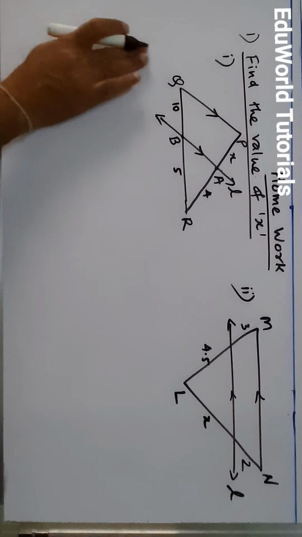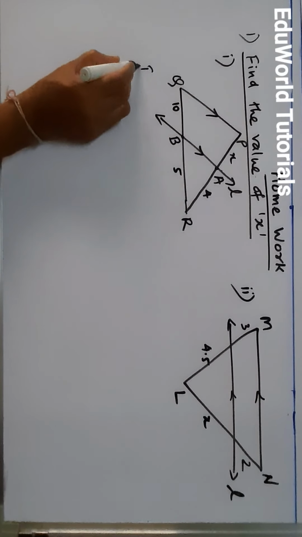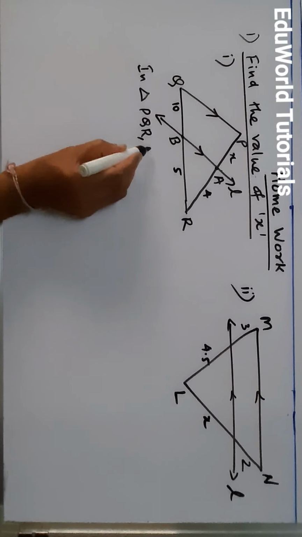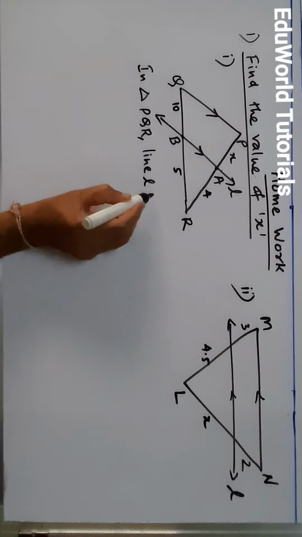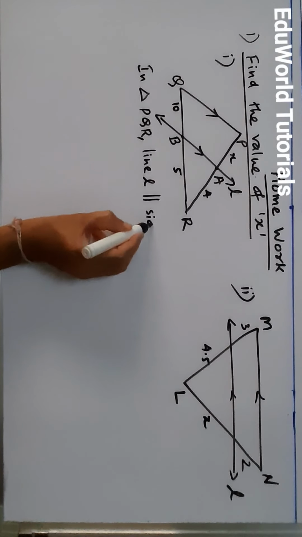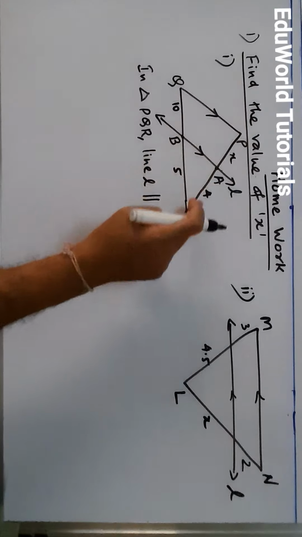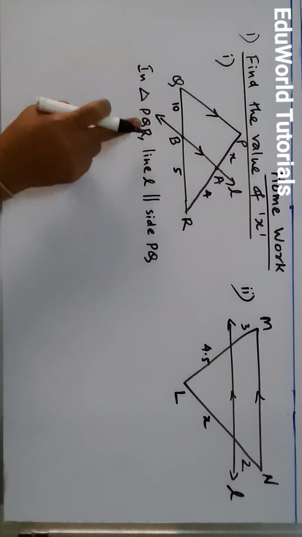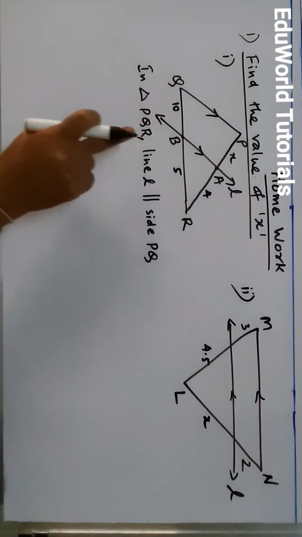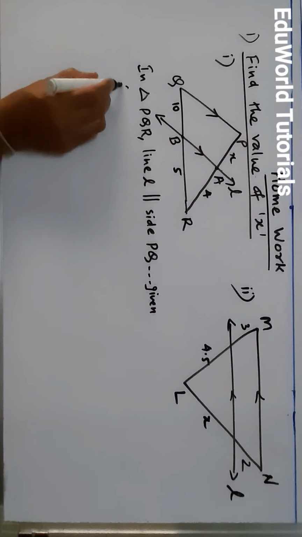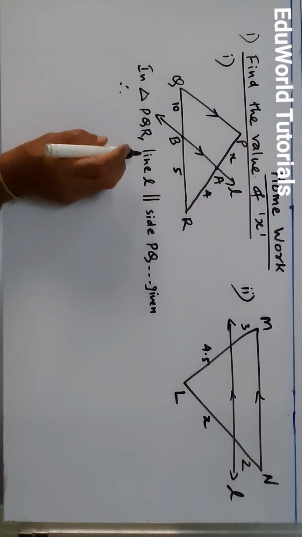Now in the triangle, how to start this? How to solve this? In triangle PQR, what do we have? Line L is parallel to side PQ. We know that line L cuts side PR at point A and side QR at point B, but it is parallel to side PQ. This is given. So therefore, by the basic proportionality theorem, what can we write?